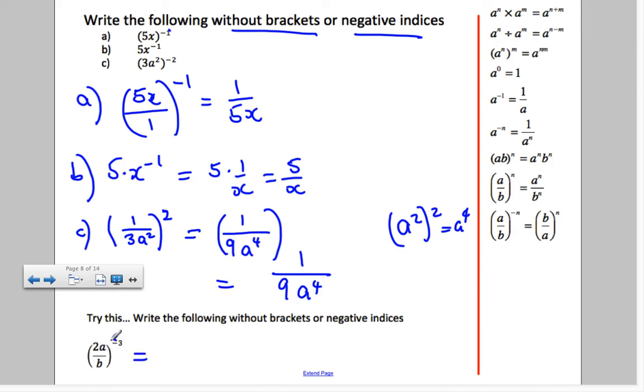So let's deal with the minus first. The minus tells you to find the reciprocal, so flip the fraction over, b over 2a. The 3 is still there. Now we're going to deal with the 3, so we're going to cube the numerator and cube everything in the denominator, gives us 8a to the 3. That's that.